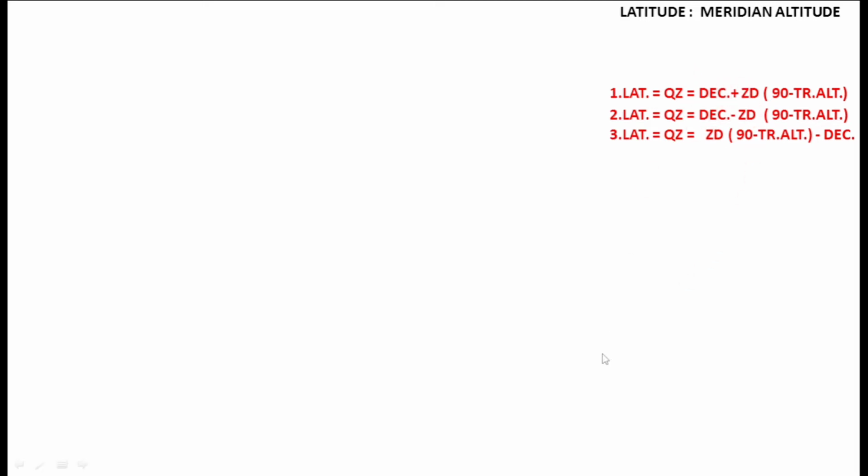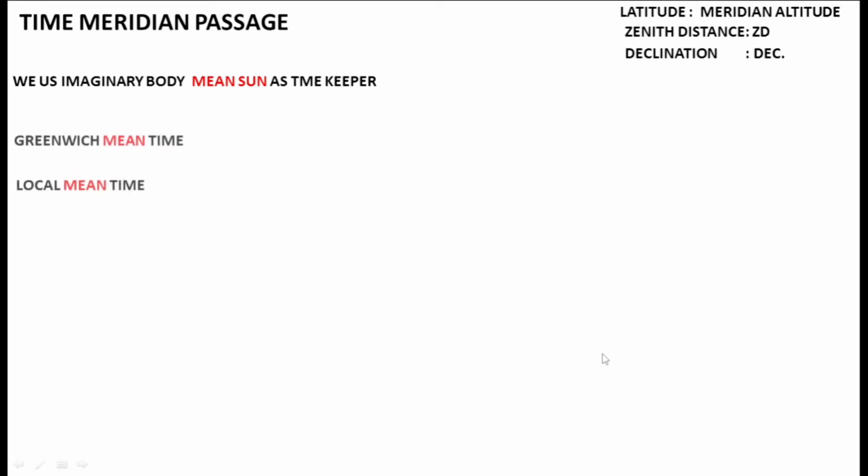What is required here? To find our declination, we require the time. Now the time is kept with an imaginary body called the mean sun, and that is how we talk about Greenwich Mean Time and local mean time. What exactly the mean sun is and other things I'll talk about in detail once we get into the topic of time. For the time being, you should know how to convert your longitude to time or time into longitude.